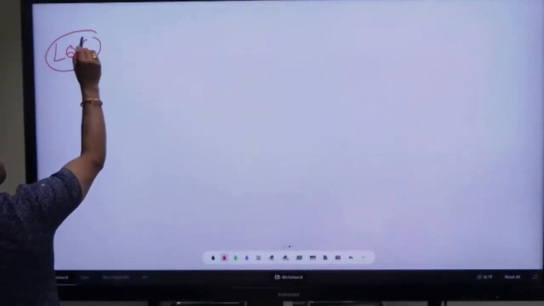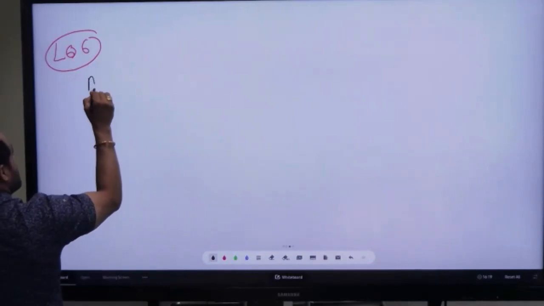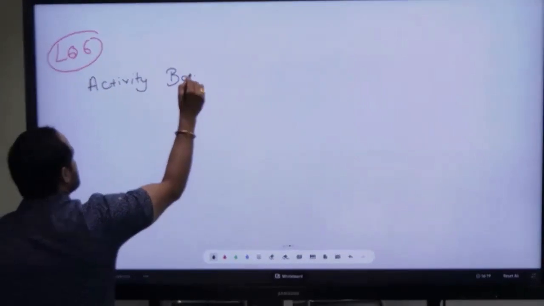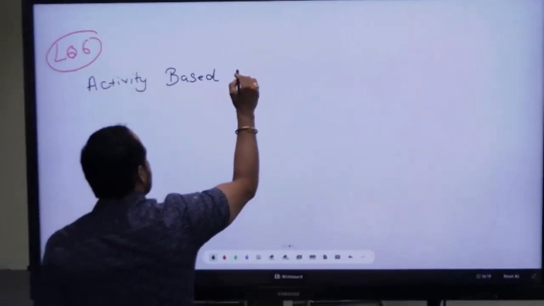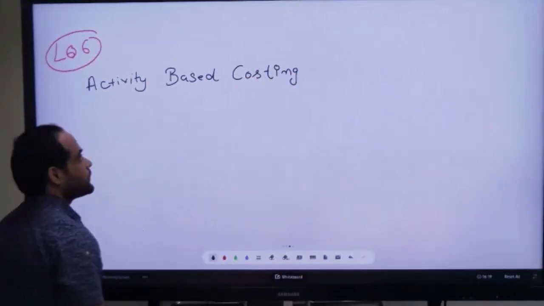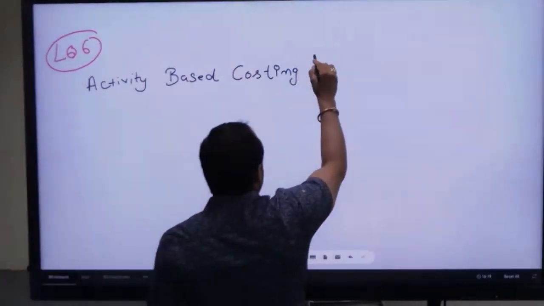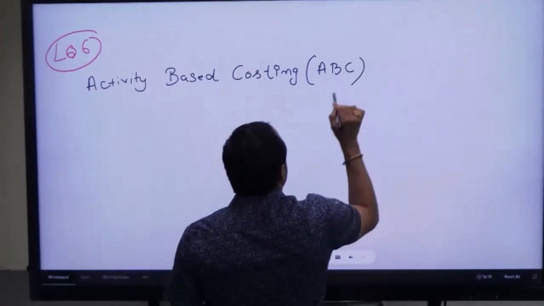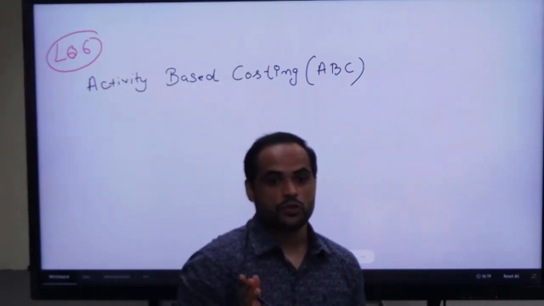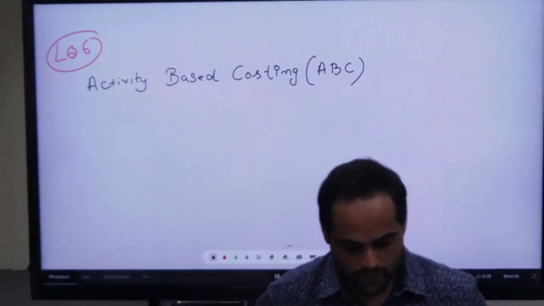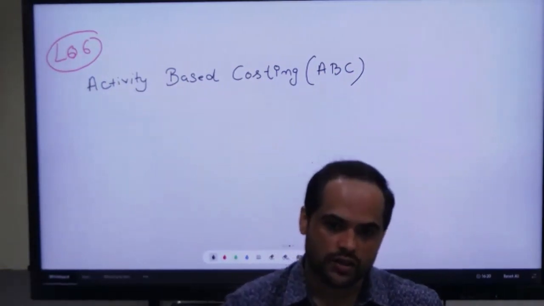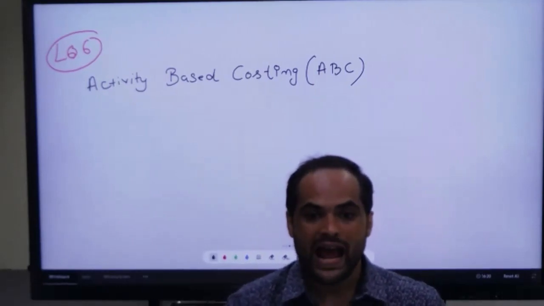Learning outcome number 6, which is ABC. ABC stands for activity-based costing. We also call it ABC. We are going to apply the same methods to allocate cost using activity-based costing, but the allocation will be based on activity.